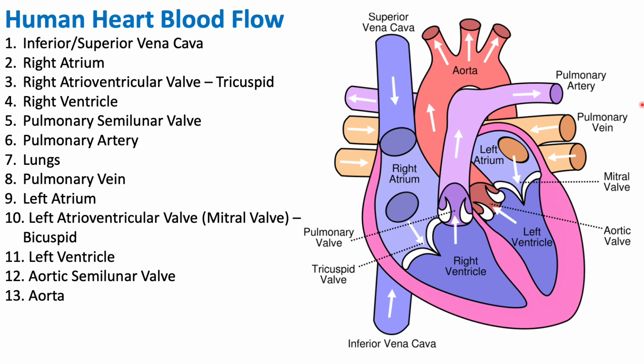And then the oxygenated blood from the lungs is going to come back through the pulmonary vein and into the left atrium. It's going to move through that bicuspid, or left atrioventricular valve, into that left ventricle. That left ventricle is going to push all that blood out through the aortic semilunar valve and into the aorta, where the aorta will pump all of that blood out into the body. And that is essentially human heart blood flow.